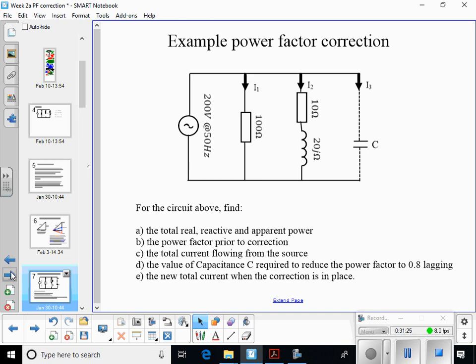Example, power factor correction. So, for the circuit above, find the total real, reactive and apparent power, the power factor prior to correction, the total current flowing from the source, the value of capacitance required to reduce the power factor to 0.8 lagging, and the new total current when the correction is in place. All right, so we'll go through that together.